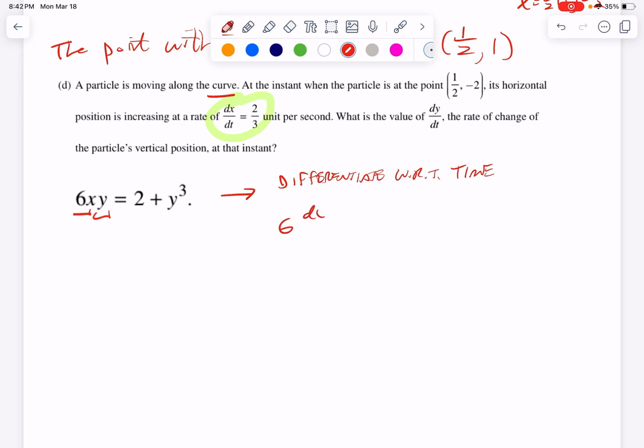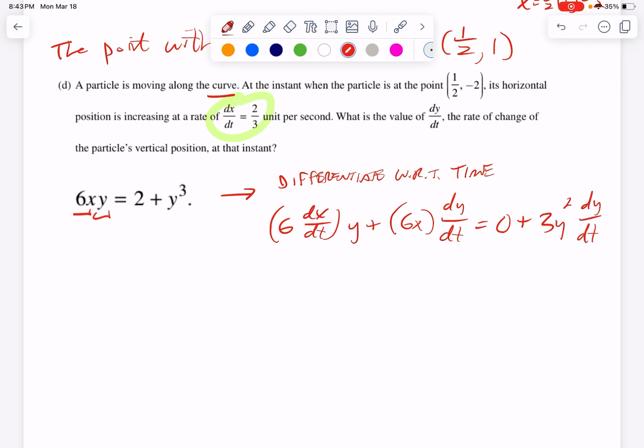So here's the derivative of 6x with time as the variable times y plus 6x times the derivative of y with time as the variable. And then the derivative of y cubed is 3y squared times the derivative of y, which is dy dt. And now we can plug in dx dt equals 2/3. So 6 times 2/3, and we can plug in y equals -2. So we have all of this stuff we can plug in.